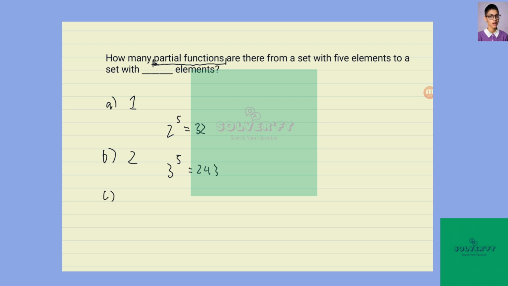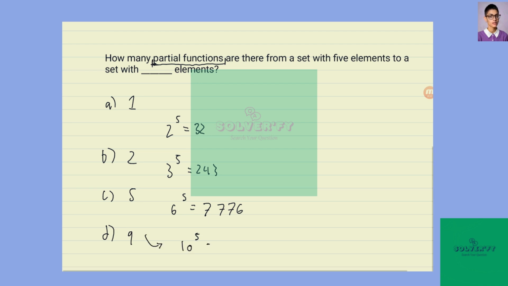Continuing on for part C, we have 5 different elements in the codomain. So we'll have 6 to the power of 5, because there's always that null result. So we'll have 7,776. And then for part D, we have 9 different elements in the codomain. So we'll have 10 to the power of 5 different possible functions, or 100,000 different functions.